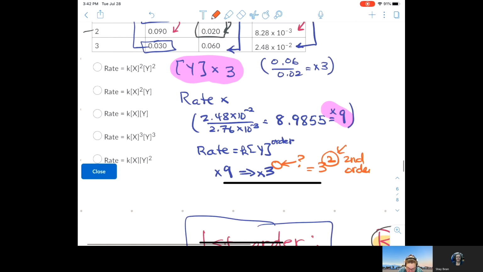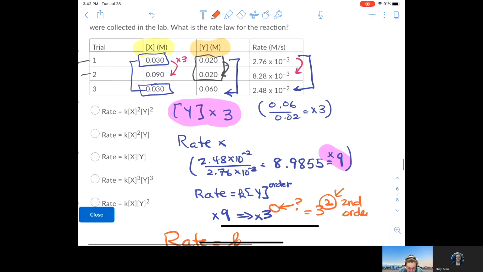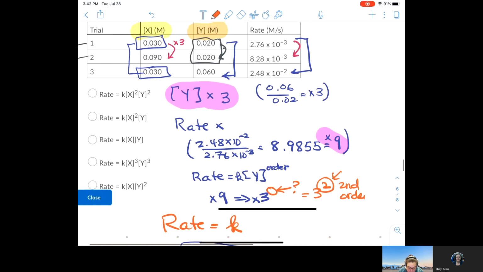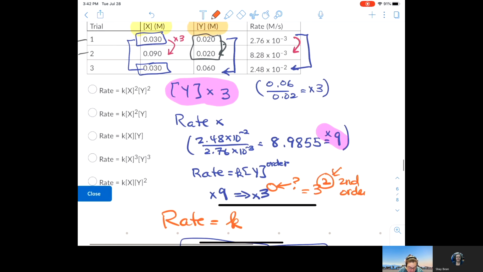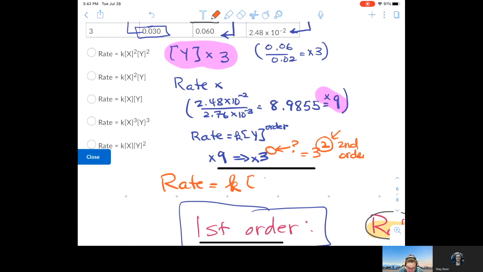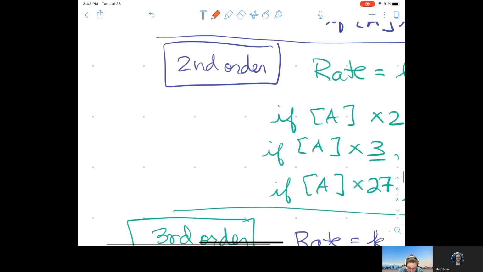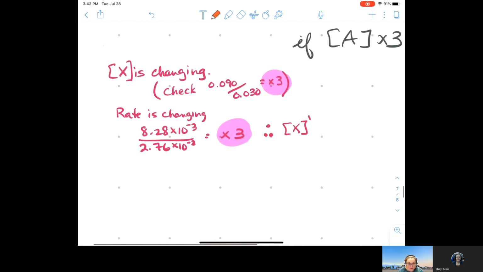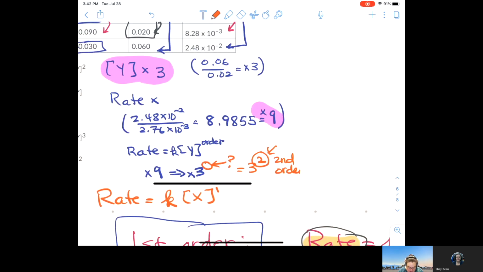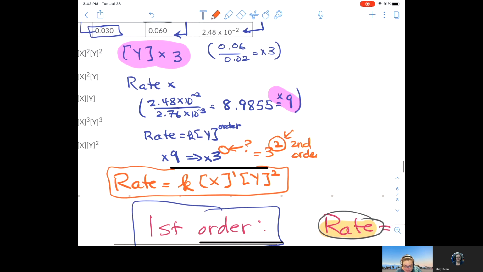So my rate law will be K times the concentration of X to the first power, since we looked at X first and discovered that X was first order, and now we see that Y is second order. So that would be the rate law for this.